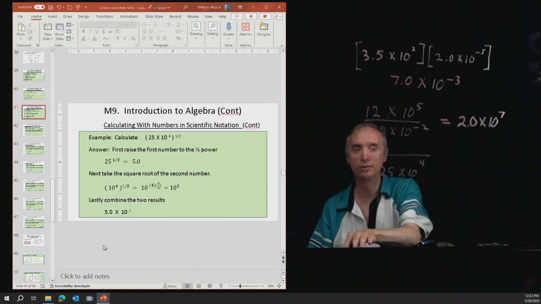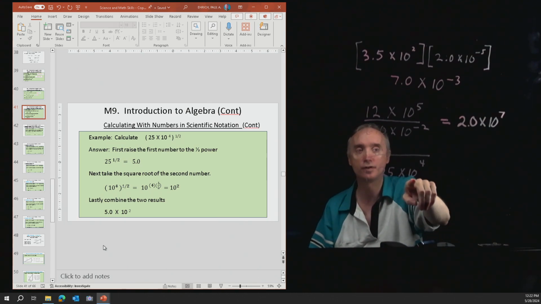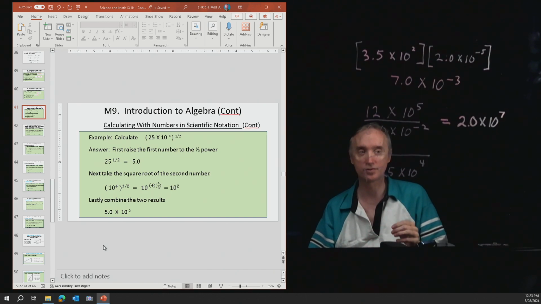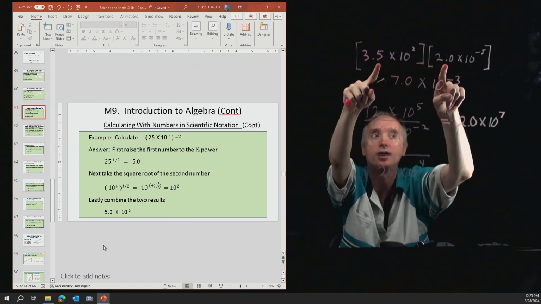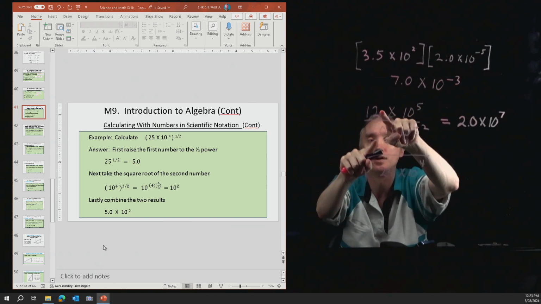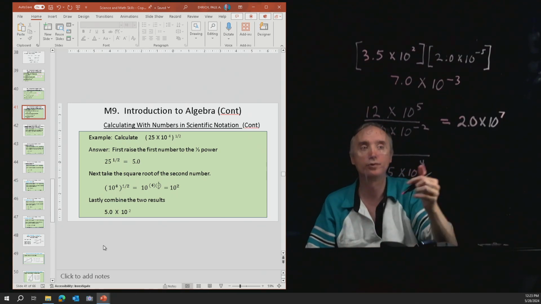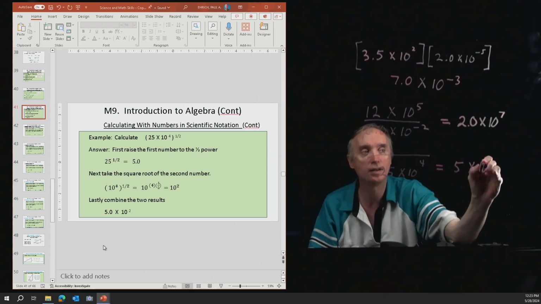Okay, then in our third example, now we want to take a number in scientific notation, and we're going to take the square root of it because we're raising it to the 1/2 power. So we're going to take the square root. So just like we were able to multiply these two numbers together and how we were able to divide these two numbers, we can take this number and take the square root of it. So the square root of 25 is going to be 5 times 10.